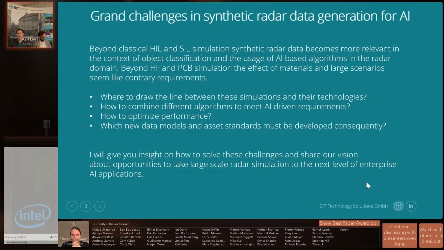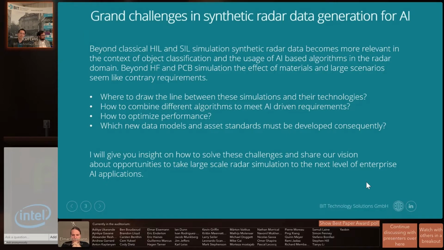Especially for radar data, you need a lot of additional metadata and annotations, which is almost impossible to get labeled by people or by algorithms to train your networks. So beyond this normal high frequency and printed circuit board simulation, there is now a trend in the industry to have really large road scenarios, not just for cars, but also for robocopters and other vehicles. Those seem like contradictory requirements, but they have a large impact.